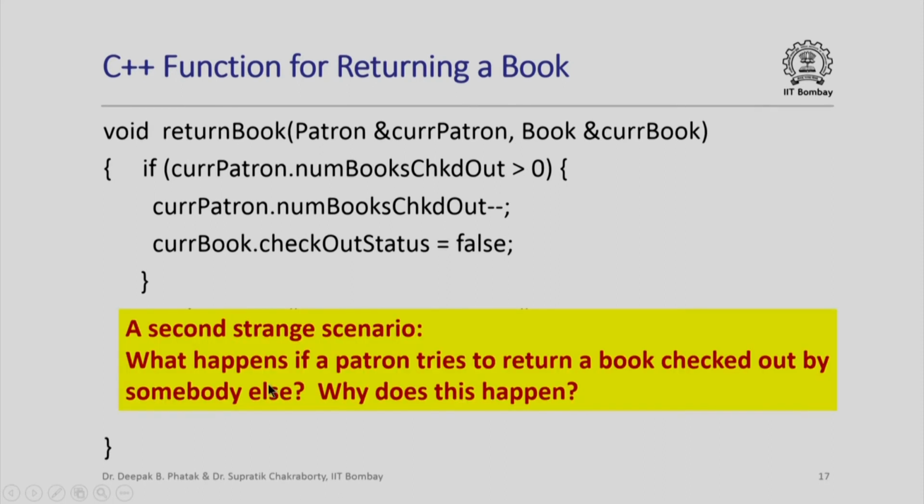Well, that looks simple, but once again a strange scenario can arise here. What if a patron is trying to return a book that she has not checked out but somebody else has checked out? It looks like our function return book would basically reduce the num books checked out count for current patron, even though she is returning a book checked out by some other patron. And once again, I would encourage you to think, why does this happen? We will address this soon in a few slides.